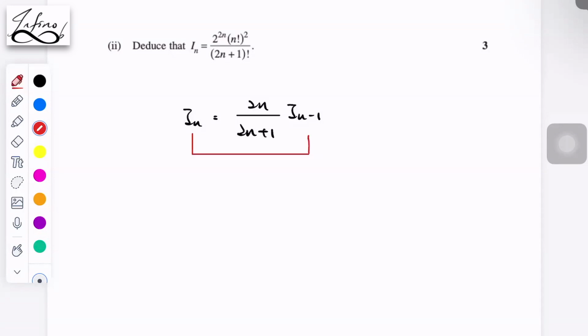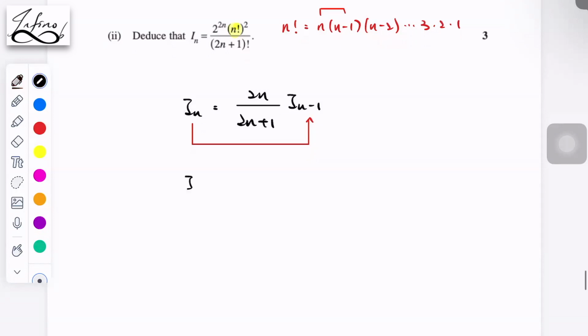And this is a very good sign, because if you look at n factorial, it is another concept that correlates with the reduction formula relation. n factorial indeed is n, then n minus 1, n minus 2, and up to 3, 2, and 1. That's why it is also a relation between n and n minus 1. If I demonstrate, I1 will be 2 over 3 I0.